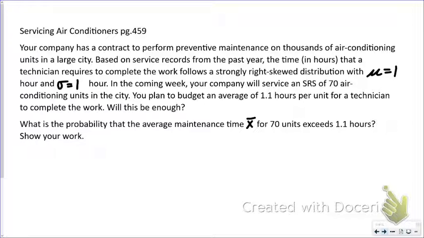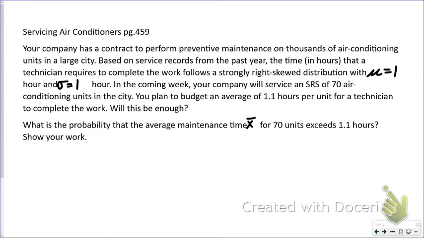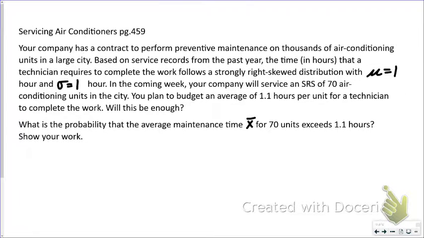So in this one, servicing air conditioners, a company is maintaining air conditioners in this city, and in the past year, it typically on average takes technicians 1 hour to fix them with a standard deviation of 1 hour. So nice typical or easy numbers to work with, but something stands out. Whoops, wrong button. I just totally messed up the screen. There we go, fixed it, sorry.